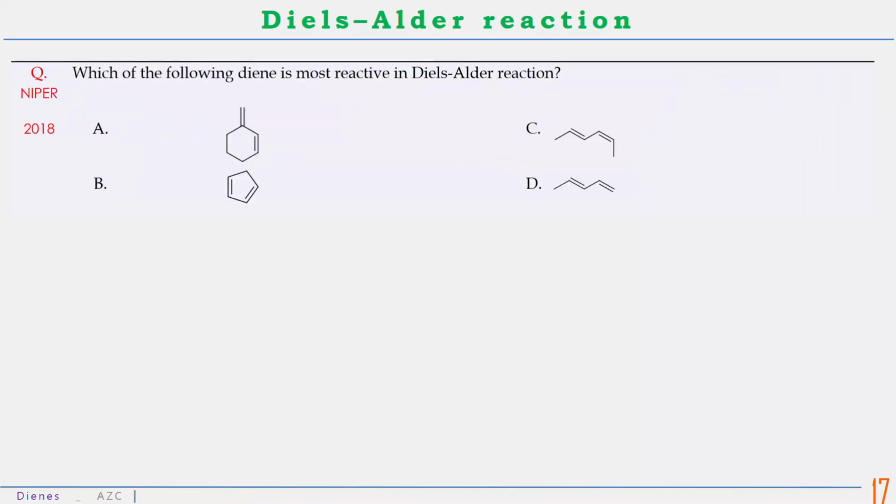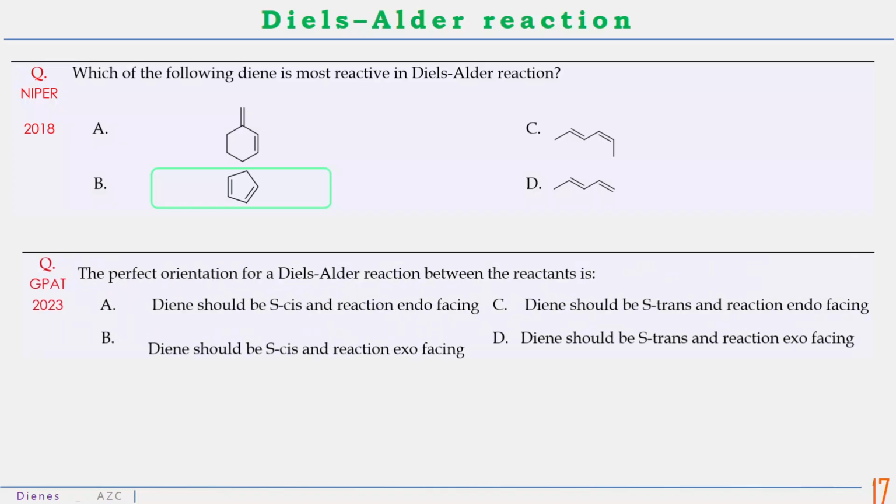Multiple choice question. Which of the following dienes is most reactive in Diels-Alder reaction? The right option is B, which has S-cis conformation. It prefers Diels-Alder reaction. The perfect orientation for a Diels-Alder reaction between the reactants: the right option is that the diene should be S-cis and the reaction endo-facing.